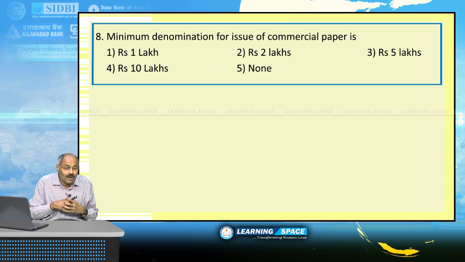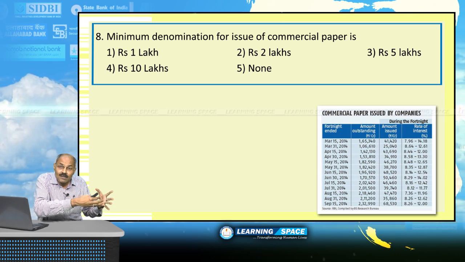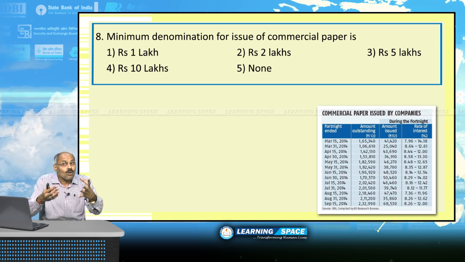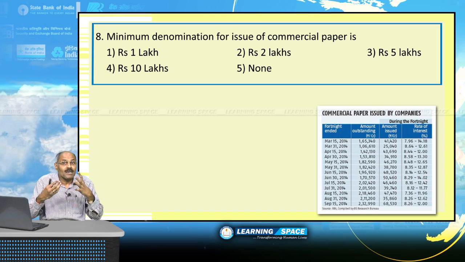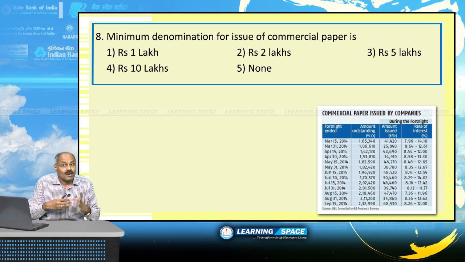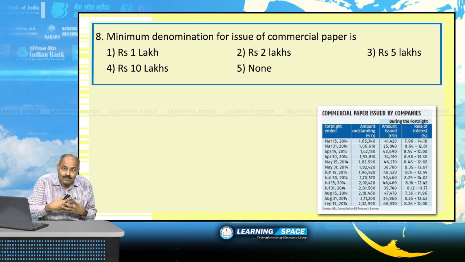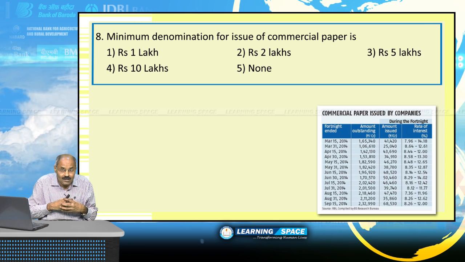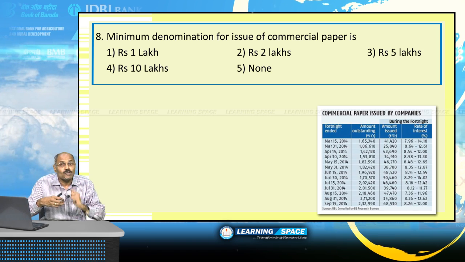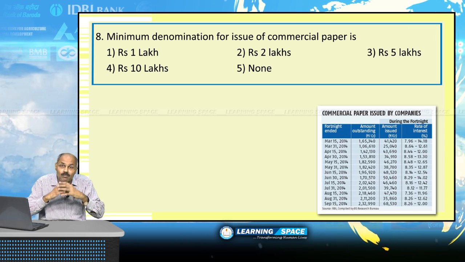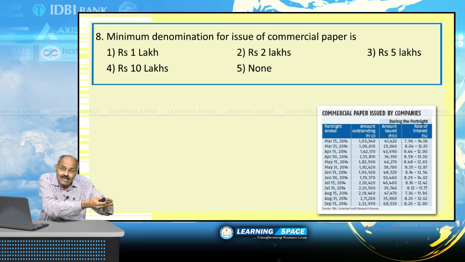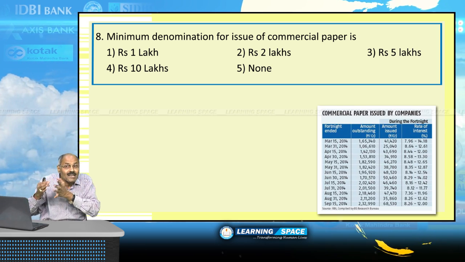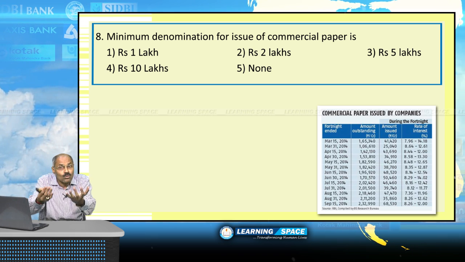Look into the next question. Minimum denomination for issue of commercial paper. We have discussed certificates of deposit. The term now is commercial paper. Commercial paper is taking loans for short term by corporates, companies. If they are in need of money for a longer duration, they go to the bank to take a loan. But if they are in need of money for a shorter duration, maybe for 4 months or 6 months, they borrow money from the market by issuing commercial paper. Certificate of deposit is issued by banks and financial institutions for taking loans for short term, whereas companies issue commercial paper to take loans for short term.